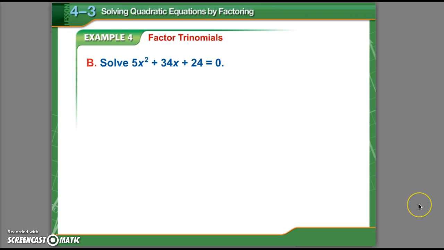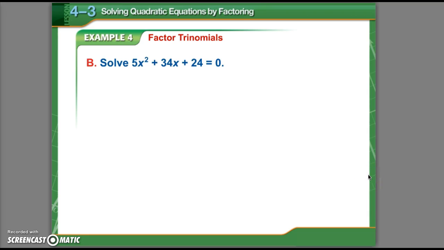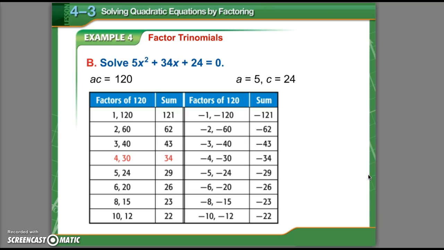Okay, part B. Here's one of those more complicated problems where the process that they used in part A is something that you actually have to do. There's no quick shortcut for this kind of problem. So we need to solve 5x squared plus 34x plus 24 equals 0. Again, we're going to find the product of A times C. A is 5 and C is 24. So 5 times 24 gives us 120. And we're going to write down all the different ways we can get 120.